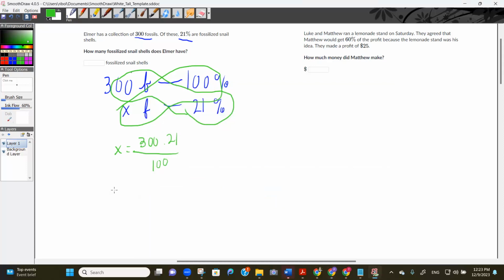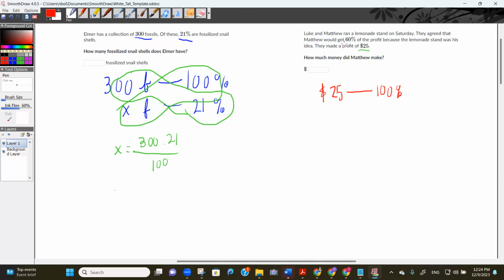So let's take a look at another problem. It says, Luke and Matthew ran a lemonade stand on Saturdays. They agreed that Matthew would get 60% of the profits because the lemonade stand was his idea. And they made $25. Let's see how we solve this problem. What do we get for setting this up using the rule of three? Again, we have that $25 is the 100%.